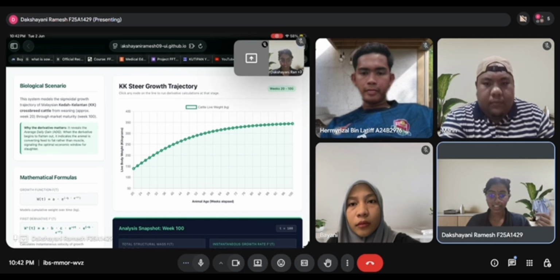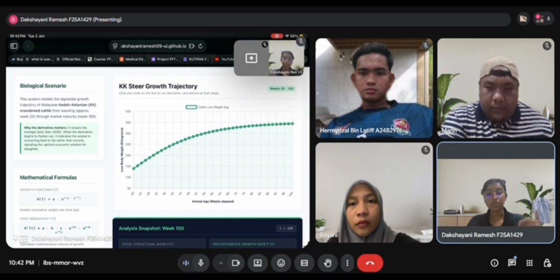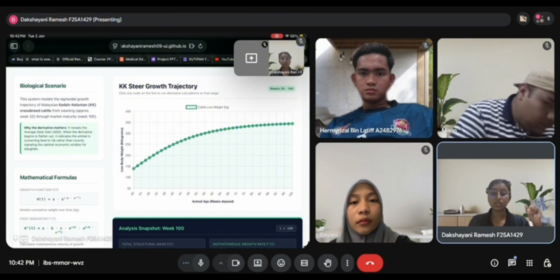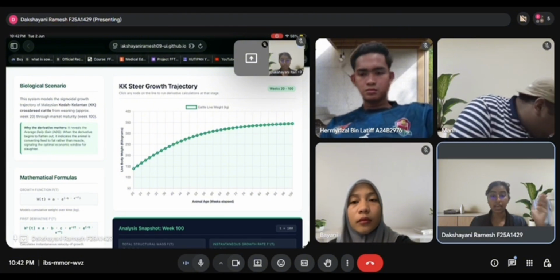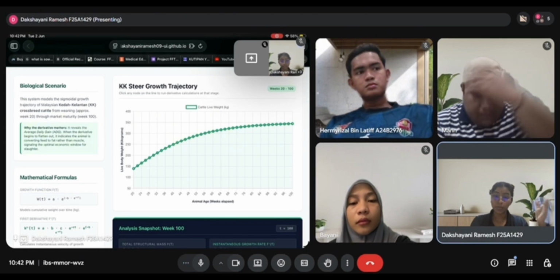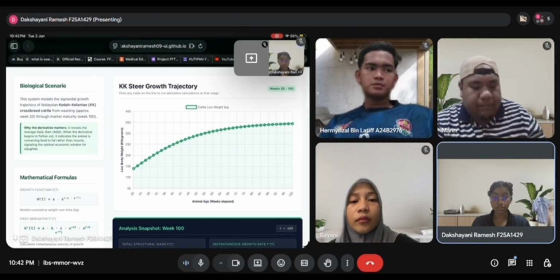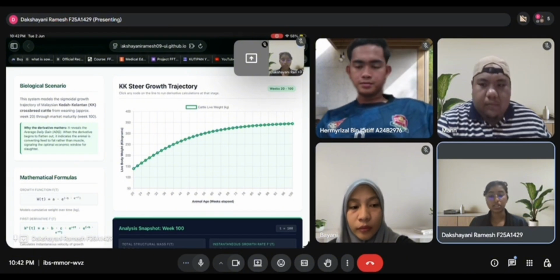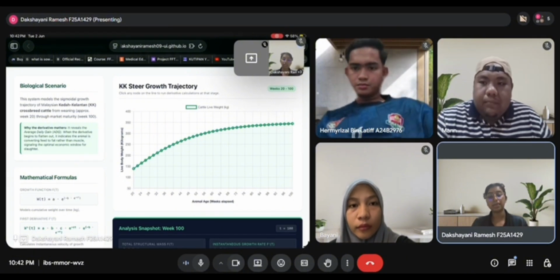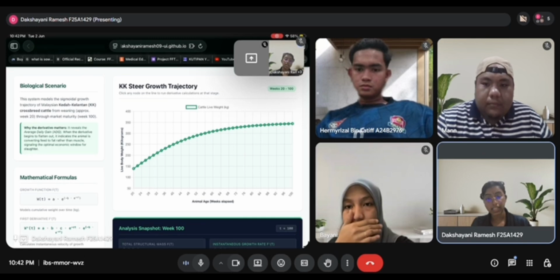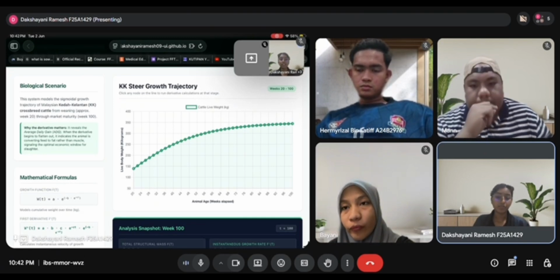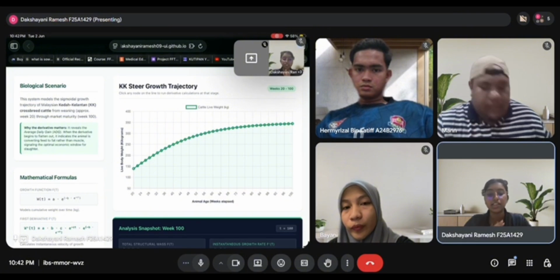For the conclusion, this project demonstrates how calculus can be integrated with animal science to study livestock growth. The growth curve helps us to understand how cattle gain weight over time, while derivatives help us measure the rate of growth at different stages. This information allows the farmers to make better decisions regarding feeding, management, and marketing strategies. That's all from me. Thank you for your attention.